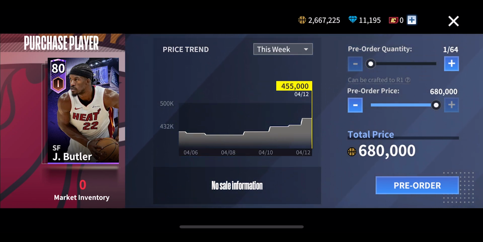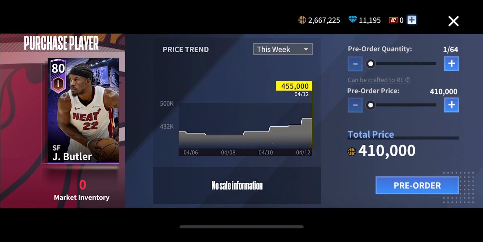How the pre-order system works is if I set it at 680k, whenever someone sells Jimmy Butler for 680k or below, I will then be able to get that card. And say, for example, if I put it on the lowest price, I'd have to wait for someone to sell it at 410k or below for me to even get that card.